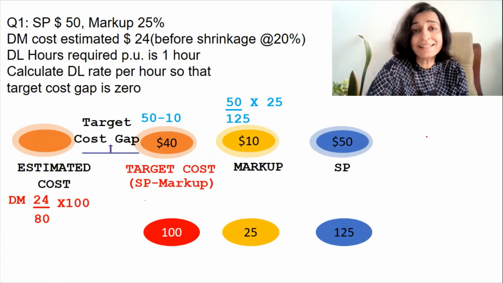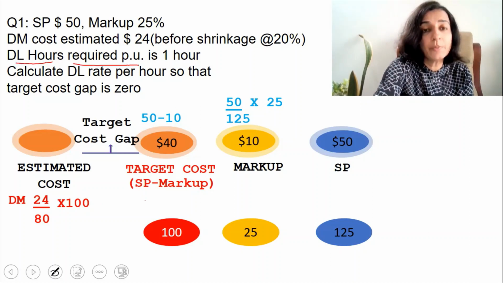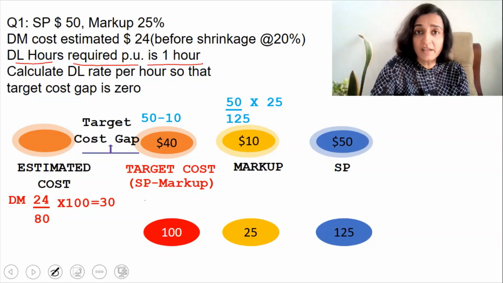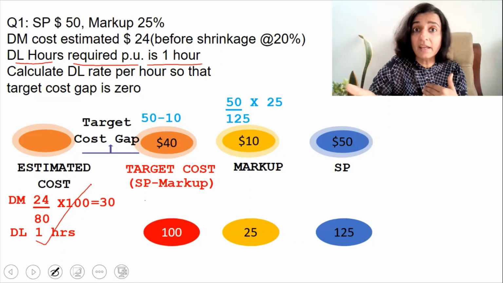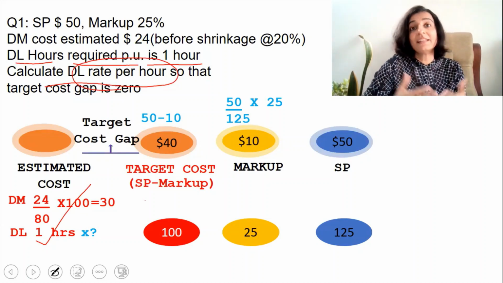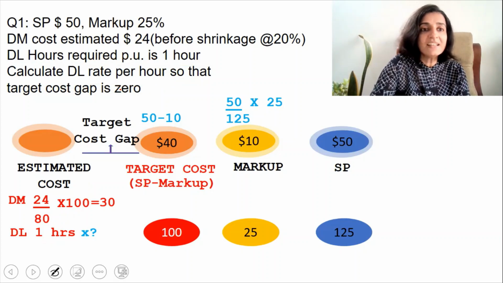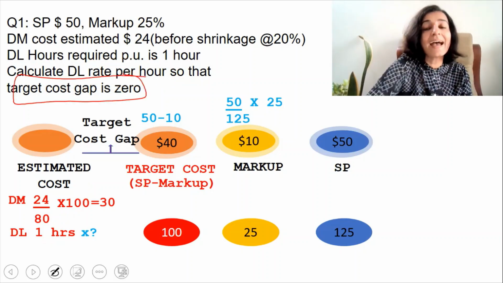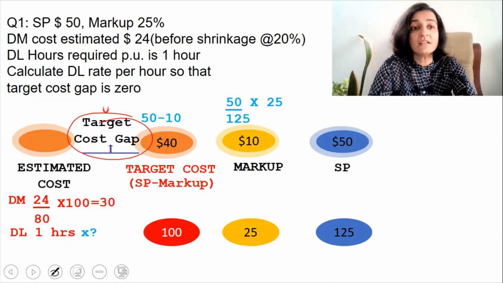Now we go to the next item of cost. What is the next item? Direct labor cost. They have said that direct labor hours required per unit is 1 hour. So we make a note of that. Direct labor cost, it is 1 hour multiplied by rate per hour. But we don't know the rate. They have asked us to calculate the direct labor rate per hour. That is a missing figure. So we will just put that as question mark. Now, what have they said? The target cost gap should be 0. So on top of target cost gap, we can write 0.